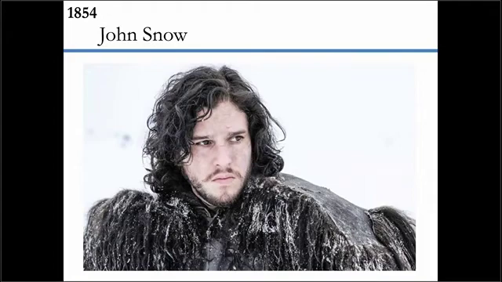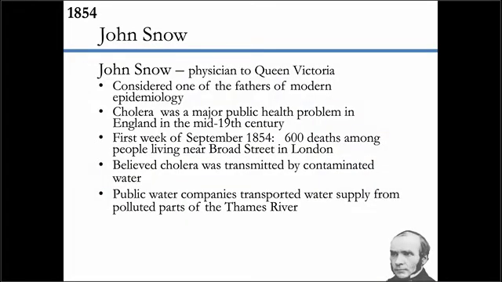This is not the Jon Snow that we're talking about from Game of Thrones. Instead, we're talking about Jon Snow in the UK, who was a physician to Queen Victoria, and he is considered one of the fathers of modern epidemiology. Cholera was a major problem in England in the mid-19th century. In the first week of September 1854, there were 600 deaths among people living near Broad Street in London, and Jon Snow believed that cholera was transmitted by water.